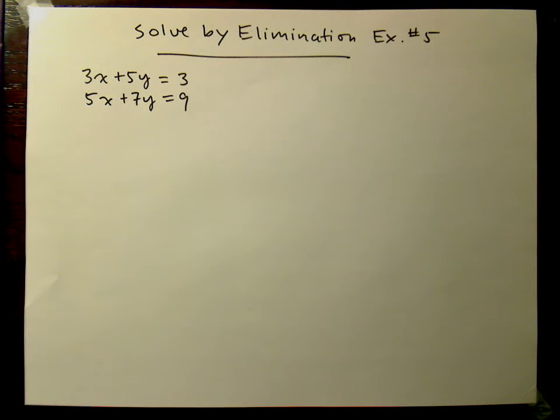Welcome. In this tutorial we will be using the elimination method to solve a system of linear equations. This is example number 5. In this situation there is no integer by which you can multiply just one of the equations to be able to eliminate one of the variables. Here we will have to multiply both of the equations by different integers in order to achieve this. So let's get started.